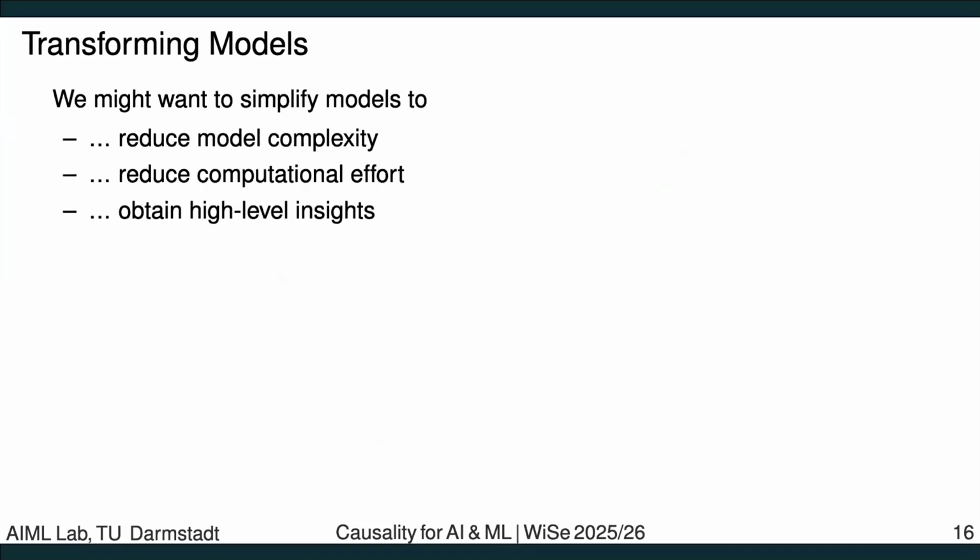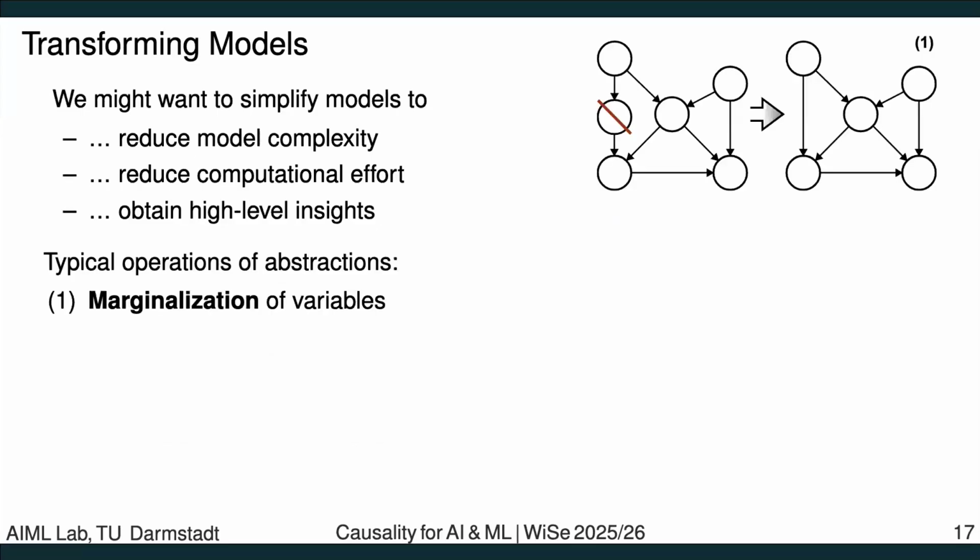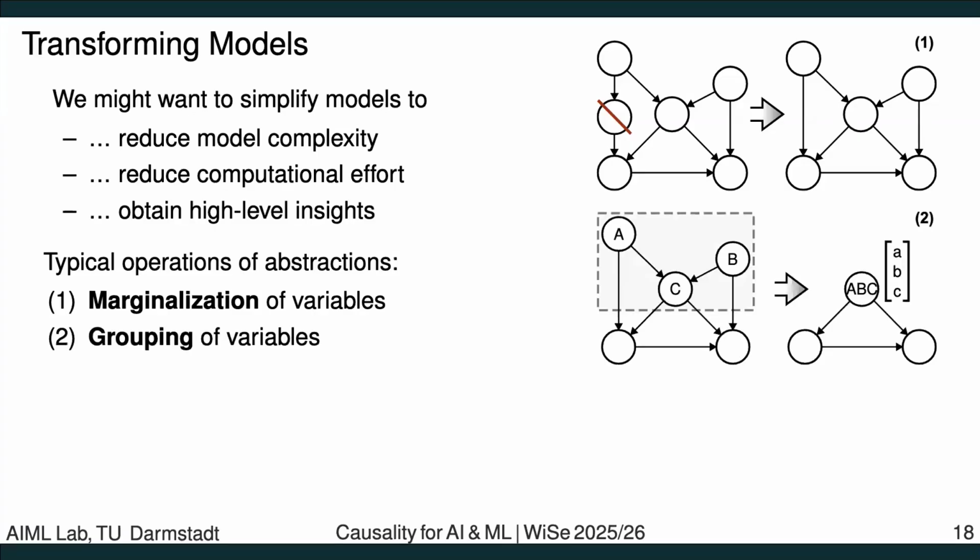So as I said before in the examples, we want to reduce model complexity. We might want to reduce computational effort with that, and we might want to obtain high-level insights. I already hinted at this a bit. There might be different operations that we want to do to our causal graphs. The first one is the marginalization of variables. Basically, if there are intermediate variables or things that we really don't care about, we want to remove them. Then we might want to cluster or group variables.